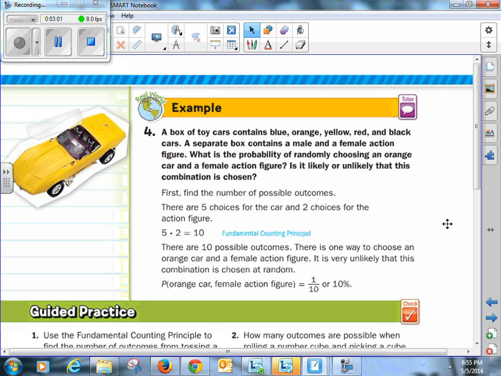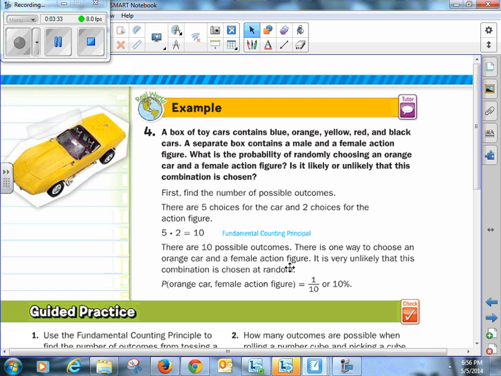A box of toy cars contains blue, orange, yellow, red, and black cars. A separate box contains male and female action figures. What is the probability of randomly choosing an orange car and a female action figure? Is it likely or unlikely that this combination is chosen? Well, if you see, there are 5 different colors and 2 different types of action figures. So 5 times 2 is 10.